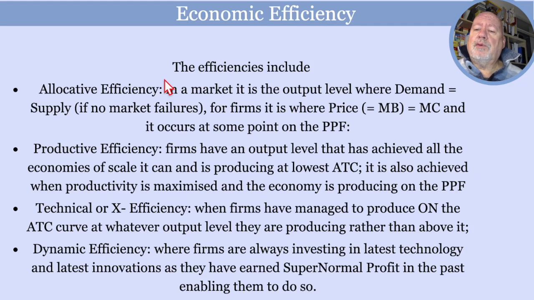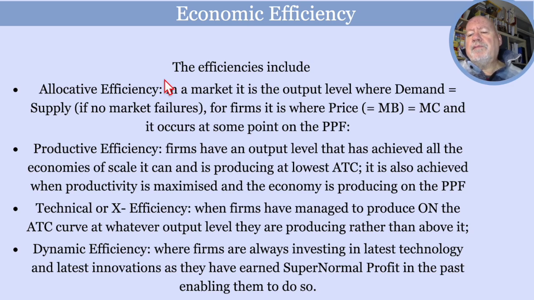Video at what we call the economic efficiencies. Now, there's basically allocative, productive, technical or X inefficiency, and dynamic efficiency. Those are the best ones to use, and it's really important that you're able to look at markets and look at the different types of firms and see whether or not they have these efficiencies.